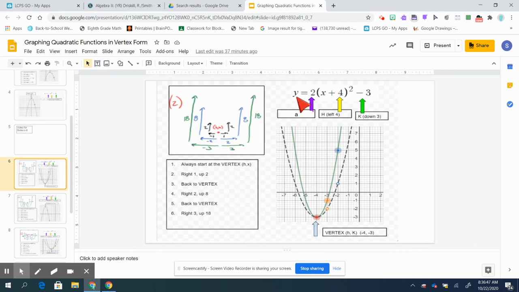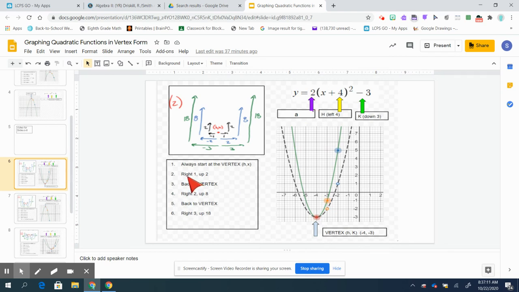Okay, now we'll see what happens when our A value is 2. Okay, we start the same way. We find our vertex, which is our H value is -4, so we're going to go left 4. Our K value is a -3, down 3, place our vertex. But now we have to multiply our Y values by 2.